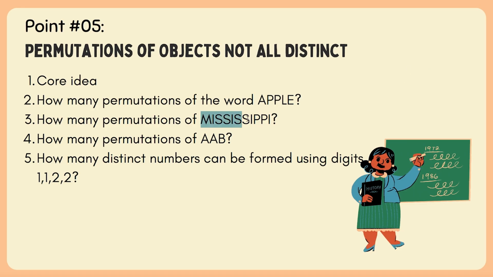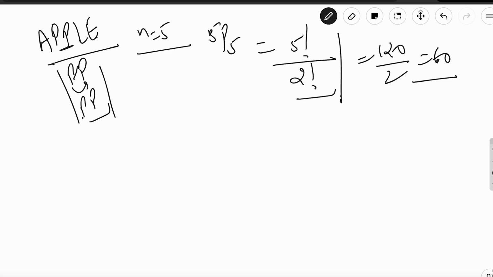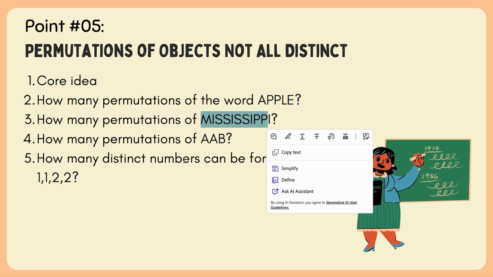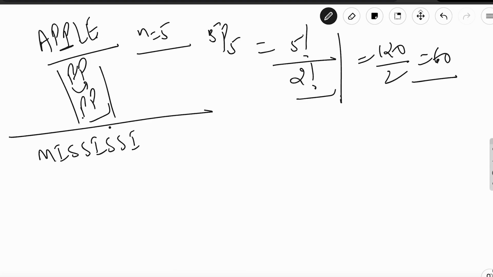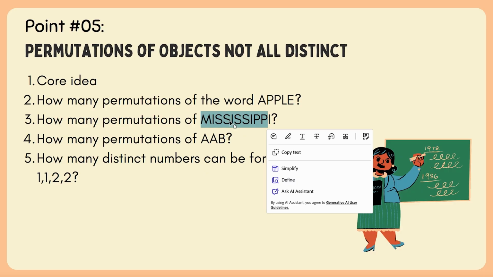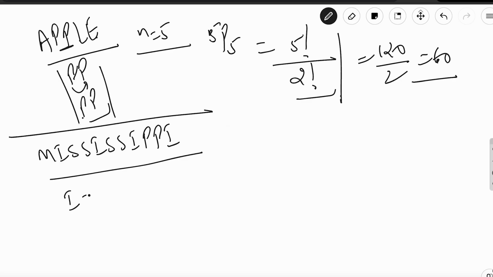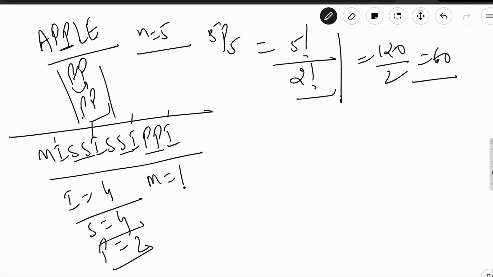Next is how many permutations of Mississippi? Similarly, M, I, S, S, I, S, S, I, P, P, I. So we have I occurring 4 times, S is 4 times, P is coming 2 times, M is coming one time. 1 2 3 4 5 6 7 8 9 10 11. There are a total of 11 letters.